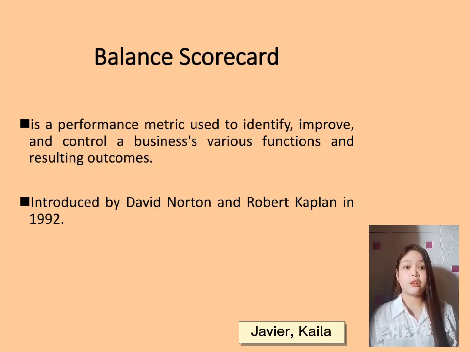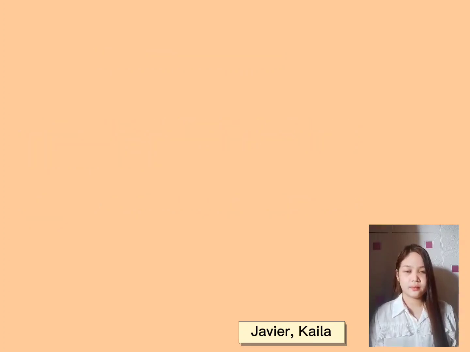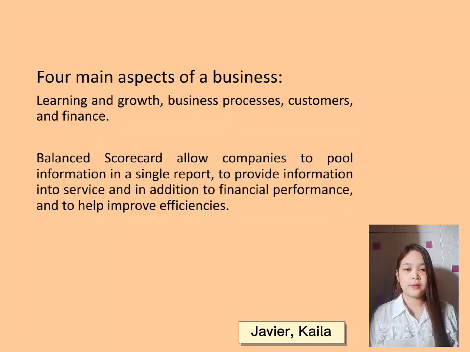Balanced scorecards were originally developed for for-profit companies, but were later adopted for use by non-profits and government agencies. The balanced scorecard involves measuring four main aspects of a business: learning and growth, business processes, customers, and finance. Balanced scorecards allow companies to pull information into a single report to provide information on service in addition to financial performance and to help improve efficiencies.